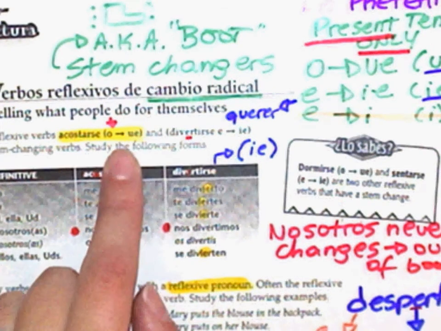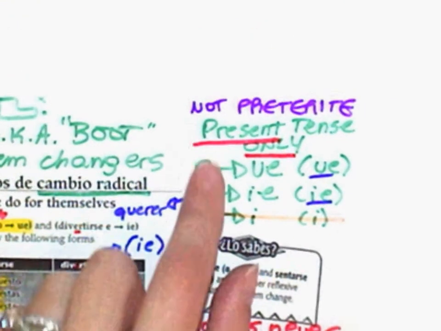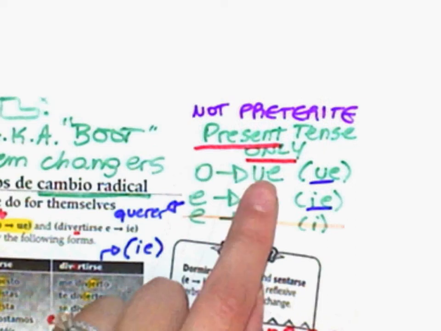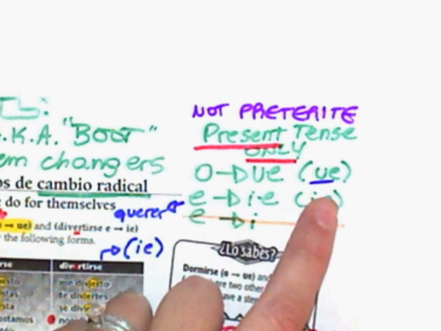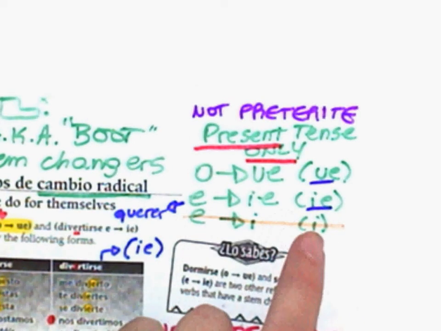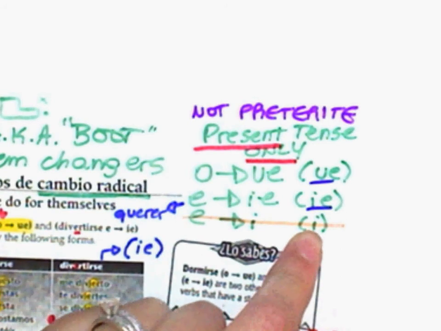It's over here also. It's an O to UE. So anytime you see a UE, what you're going to do is, these are the three types of stem changes. O to UE, so if you see a UE, that's the change you're going to make. E to IE, so if you see an IE, you're going to make that change. And there's one verb that this chapter uses that you can use instead of to put on clothes, which is what from your vocab?